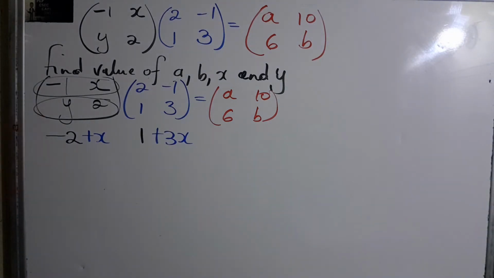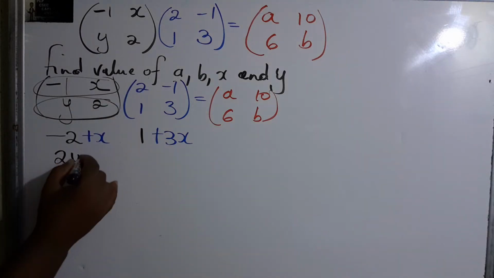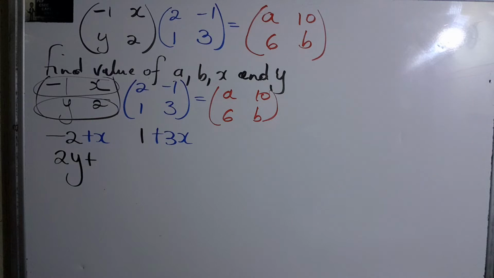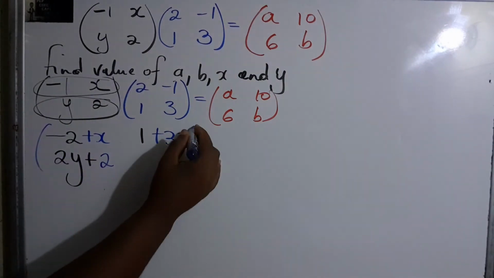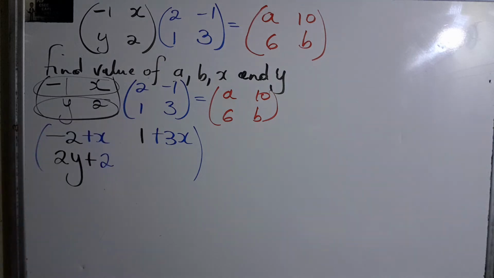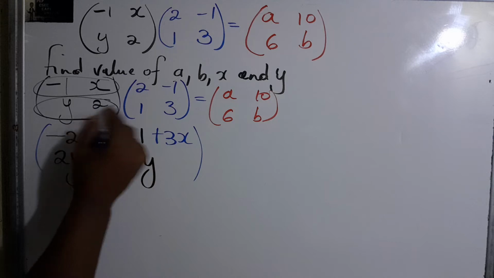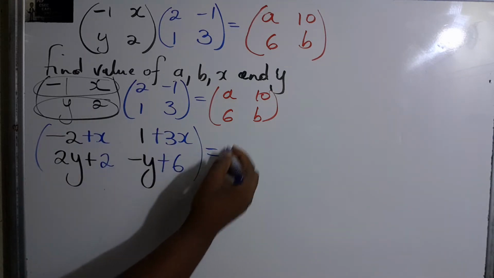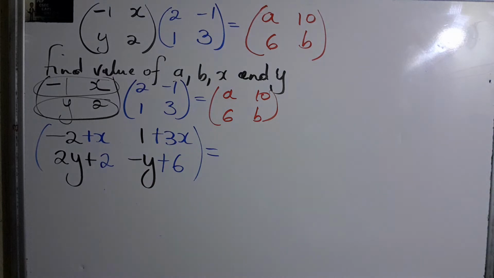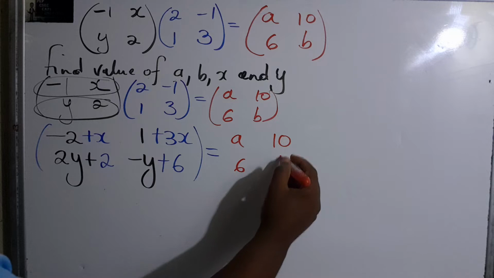So we're on to row 2 now. It's y times that, which gives us 2y. 2 times 1 gives us positive 2. And the last one, y times negative 1, will give us negative y. 2 times 3 works out to 6. But remember, we're supposed to equate it to this, so it's a, 10, 6, and b.